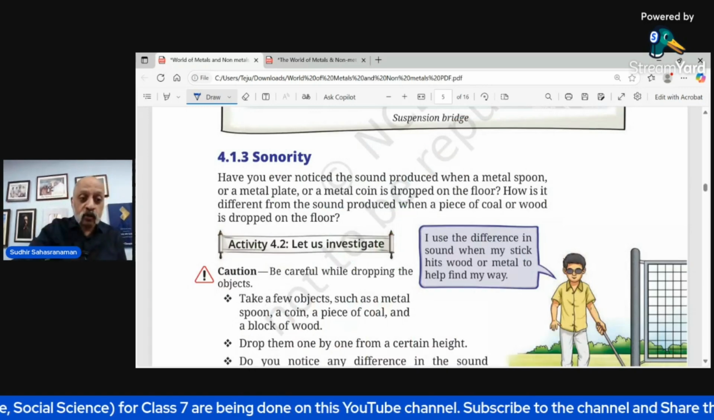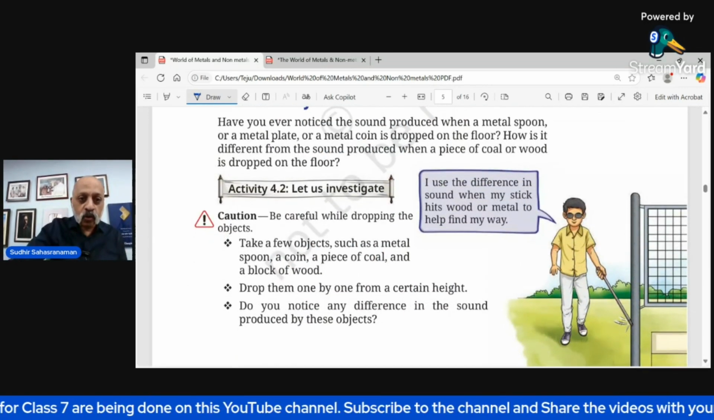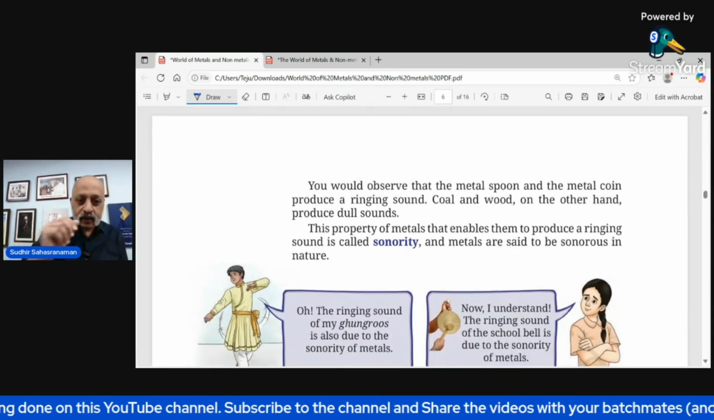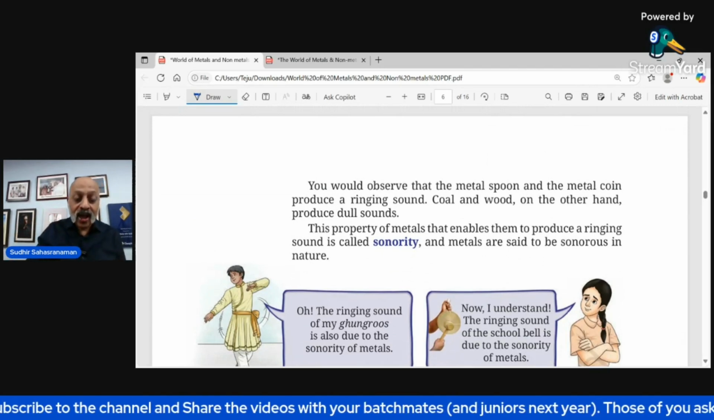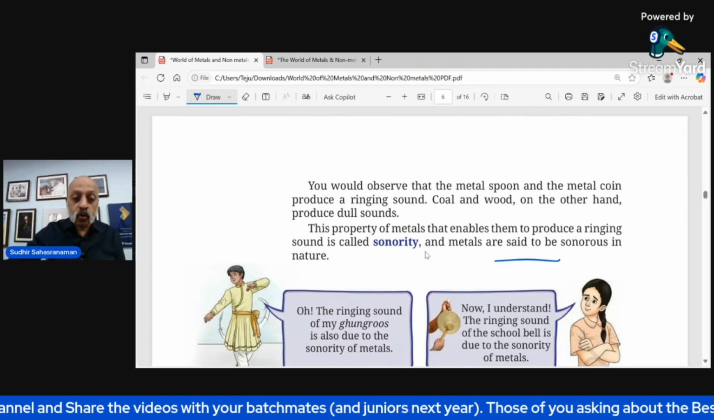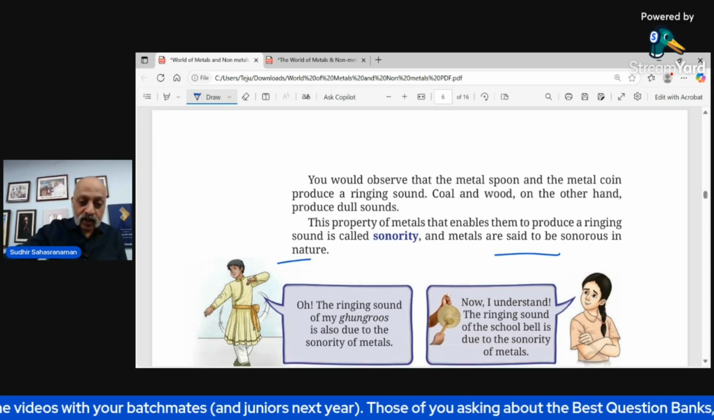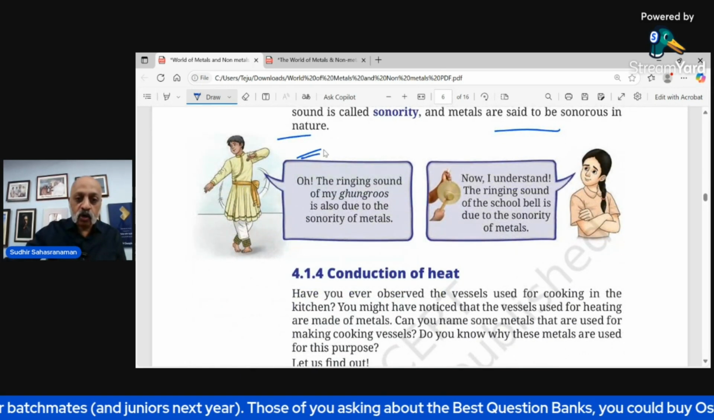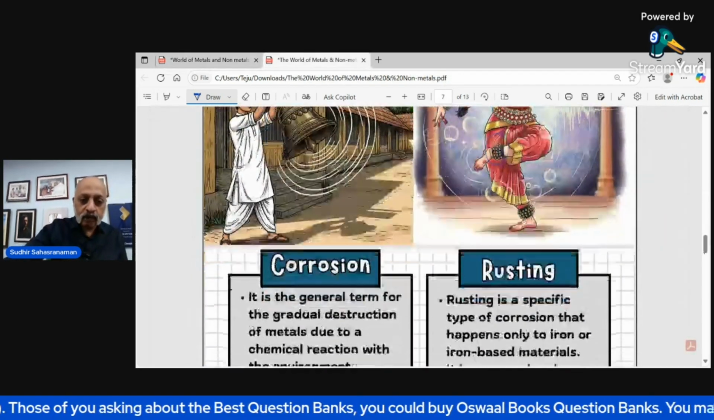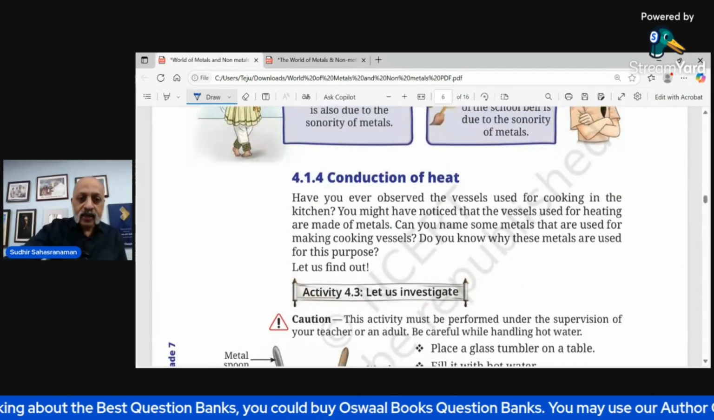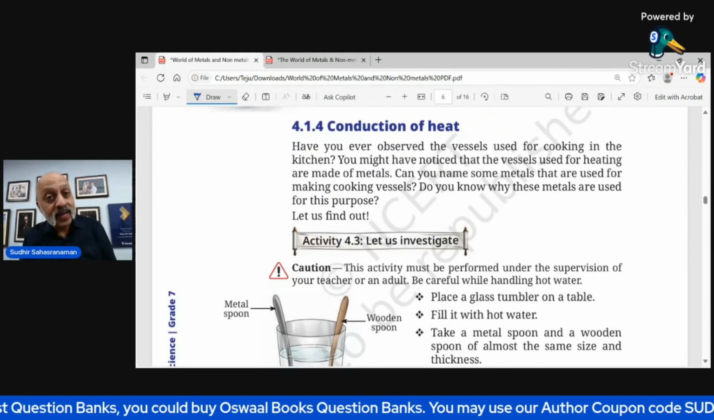So what is the quality of sonority? The quality of sonority is that it enables them to produce a ringing sound, and metals are said to be sonorous in nature. So that's why the ringing sound of the gungrus and the sound of the school bell. Okay, now next we move to conduction of heat.